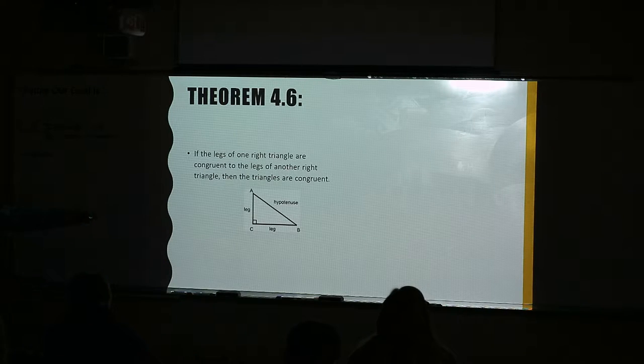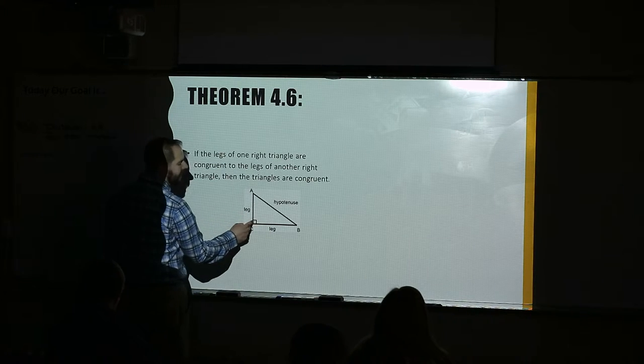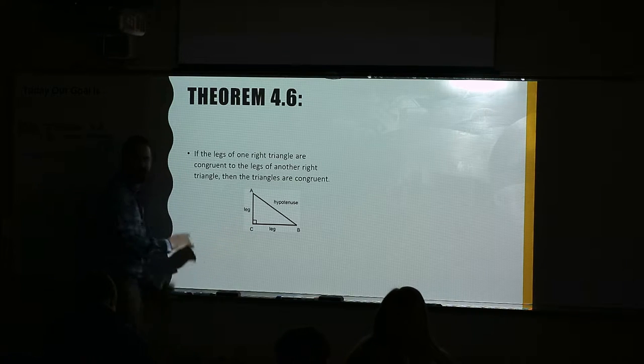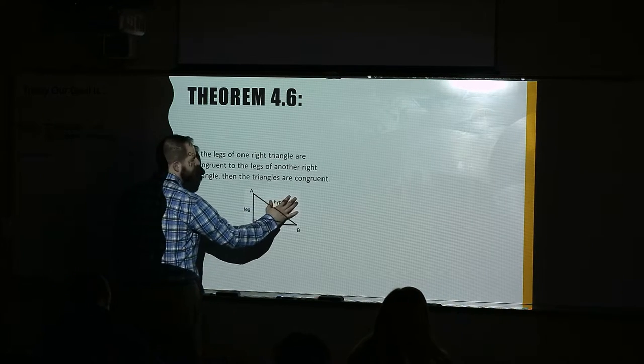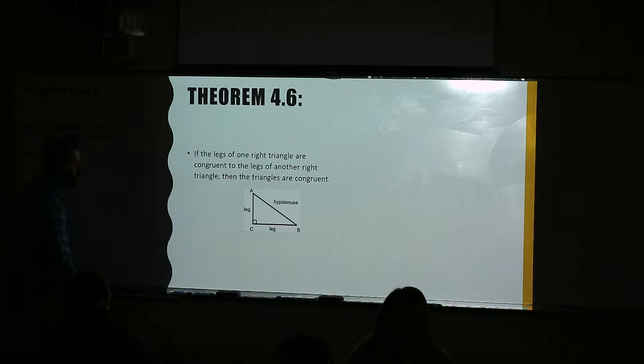So the vocab words we talked about with right triangles: a right triangle has a right angle. The legs are the two walls that touch the 90-degree angle. That's for a right triangle anyway. The hypotenuse is always the big wall. That's something we will eventually come to in the later properties we're going to discuss.